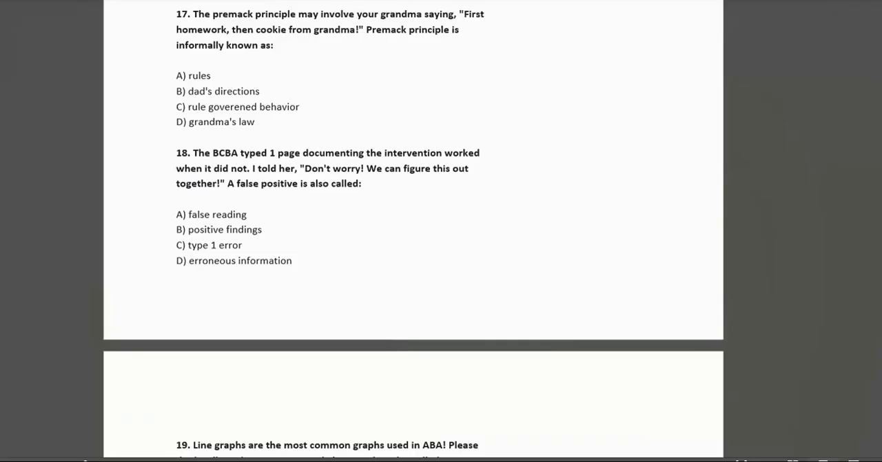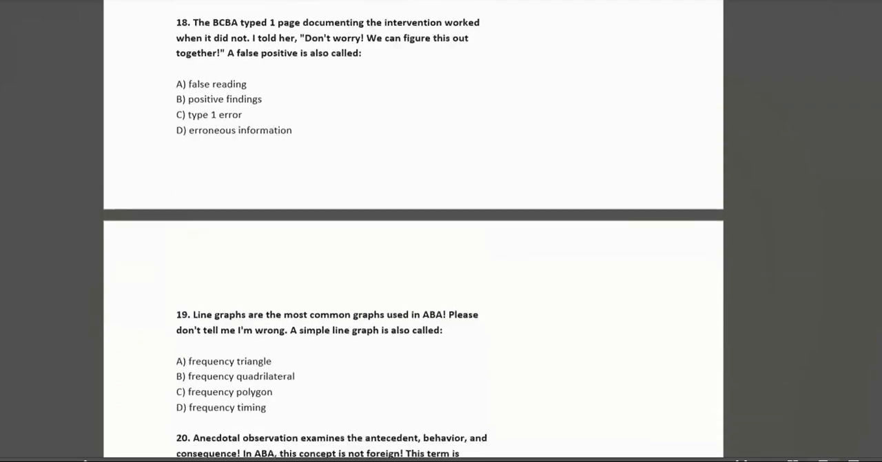Okay, wow. So the BCBA typed one page documenting the intervention worked when it did not. I told her, don't worry, we can figure this out together. A false positive is also called C, type 1 error. Type 1 error.